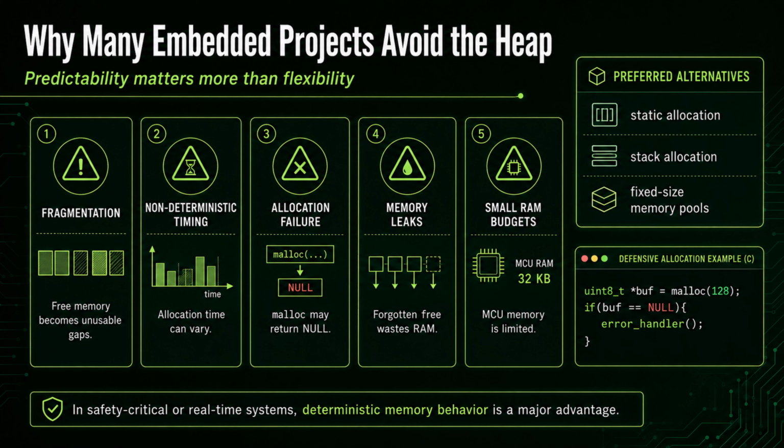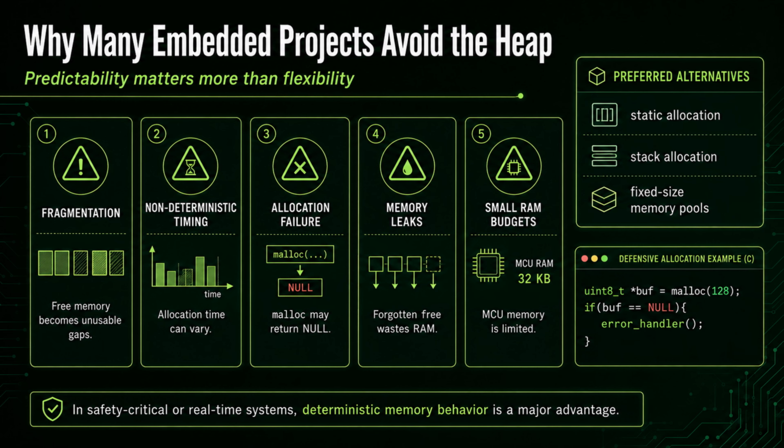The second reason is non-deterministic timing. In real-time embedded systems, we often need to know how long an operation will take. Heap allocation can vary depending on the current state of memory. That makes timing harder to guarantee. The third reason is allocation failure. malloc can return null if there is not enough suitable memory. If the code does not check for null and continues using the pointer, the firmware may crash.